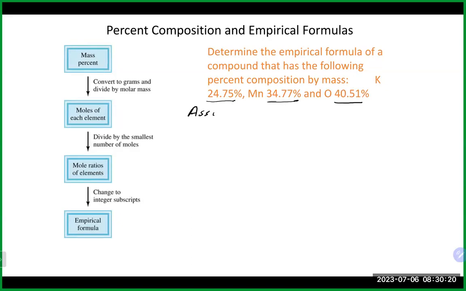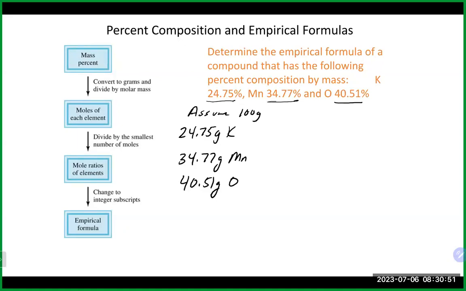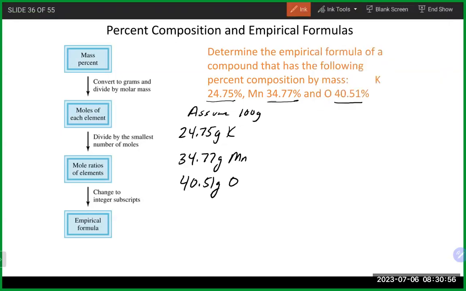We're going to assume 100 grams, which is basically just going to turn those percentages into grams. That means that we would have 24.75 grams of potassium, 34.77 grams of Mn, and 40.51 grams of oxygen in this case. The next thing that we want to do is convert each of these into moles.